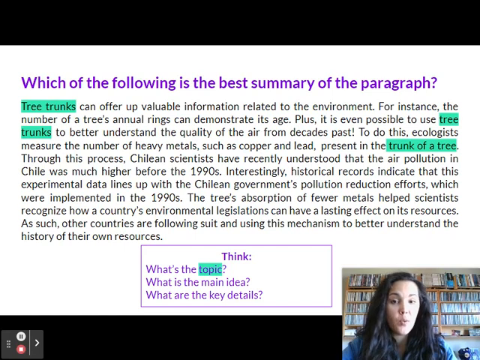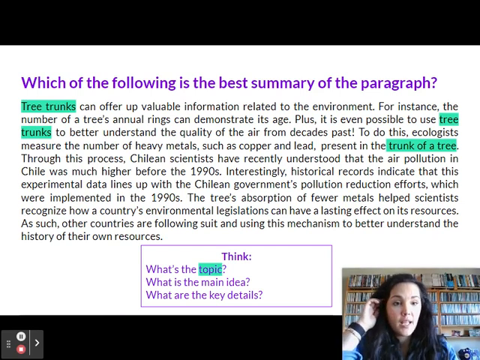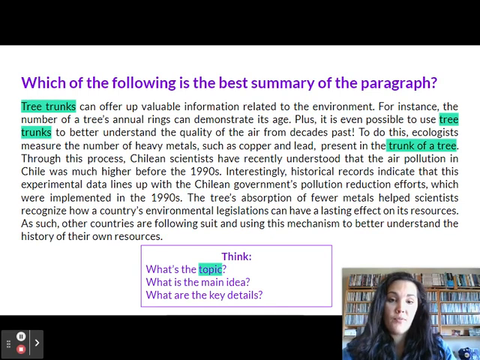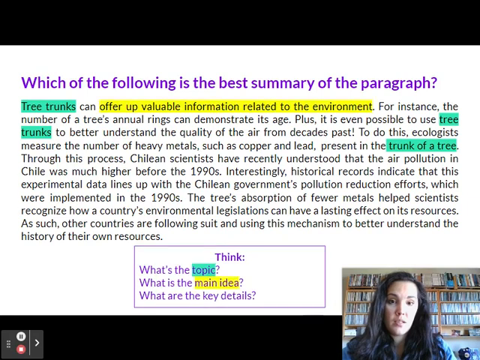The first piece, what is the topic, is something that's perhaps repeated over and over again in the text. Here, I can see that tree trunks are repeated many times. I've highlighted them for you in blue. Now let's think about the main idea.